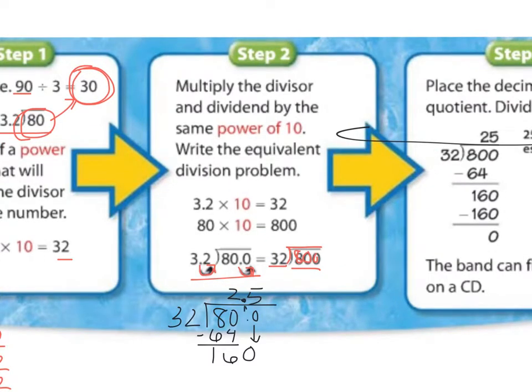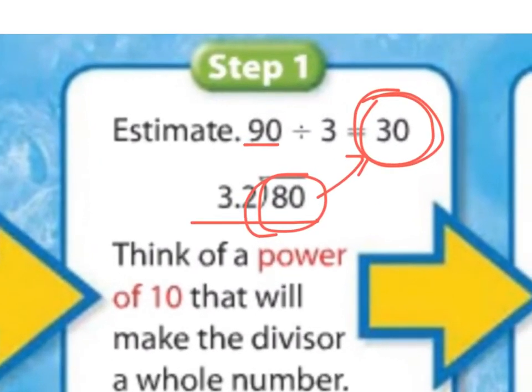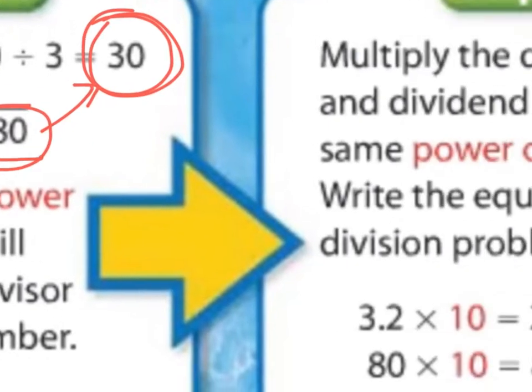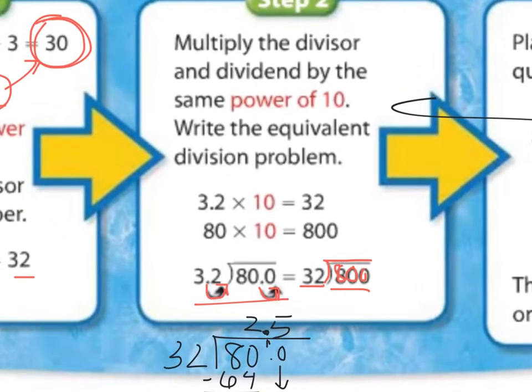For example, if I moved the decimal on the 3.2 over once, but I didn't move the decimal for 80, then I'm going to come up with an answer of 2.5. Well, wait a second. What's the point of estimating? I know that my answer is supposed to be close to 30. That's because there's a big mistake that we made here: we only moved the decimal on one side of the problem. We've got to move it on the other.